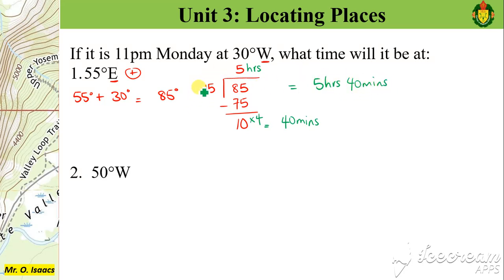Alright? So now we're going to follow that principle that we had established before. If you go towards the east, you add time. If you go towards the west, you subtract time. Now we're starting at 30 degrees west and we're going to 55 degrees east. So it means that we're going to go to the eastern hemisphere. So we're going to add time. So you're going to be adding 5 hours and 40 minutes to 11 p.m.